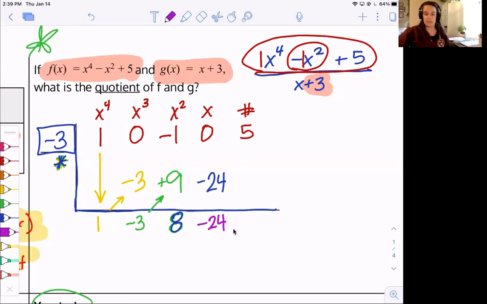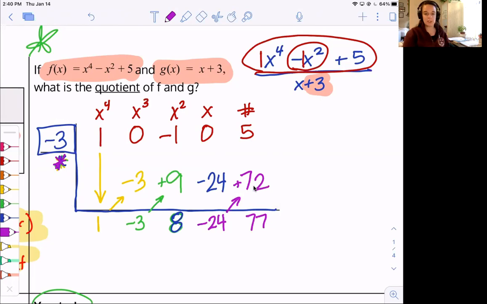That's okay. -24 times -3 would be negative times a negative makes positive. Does anyone know? Oh yeah, Adrian, good job. 24 times 3 is 72. Nice. Good job, Adrian. So -24 times -3 is 72. And then since it's positive, I want to add it. So 5 plus 72 would be 77.